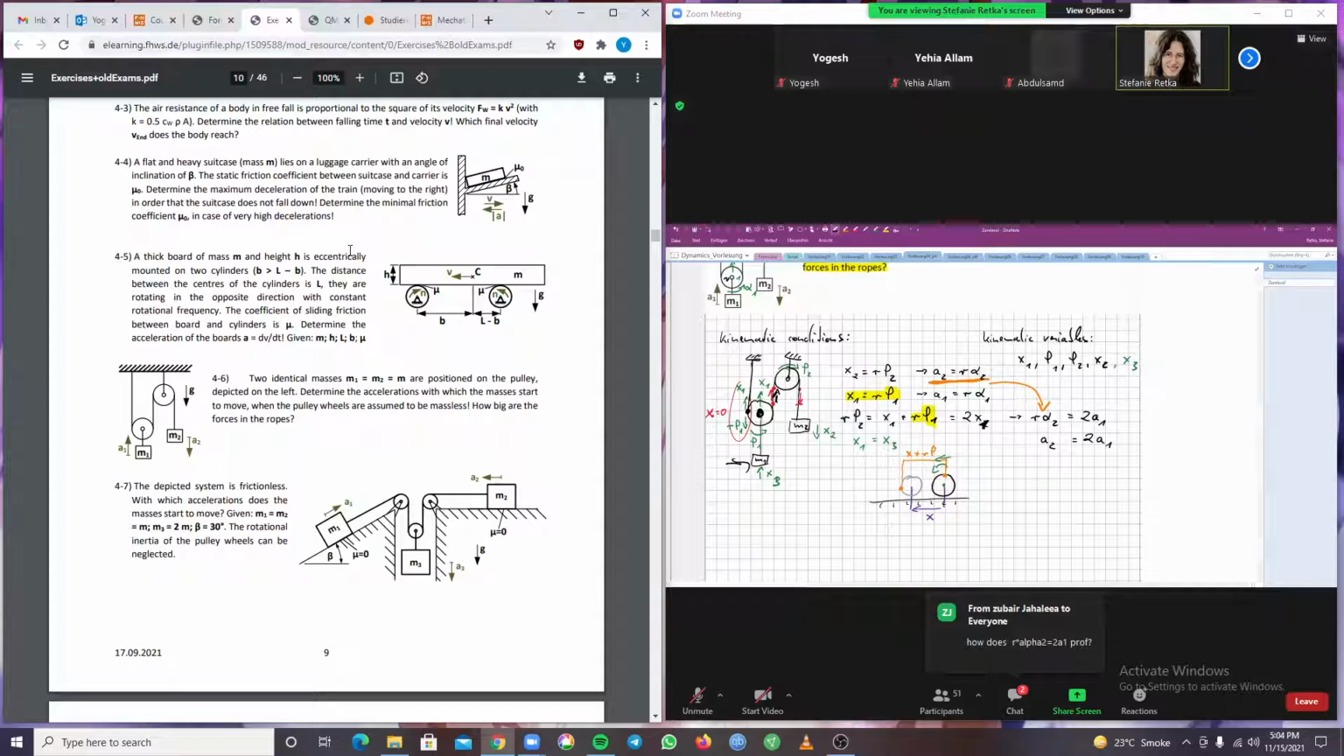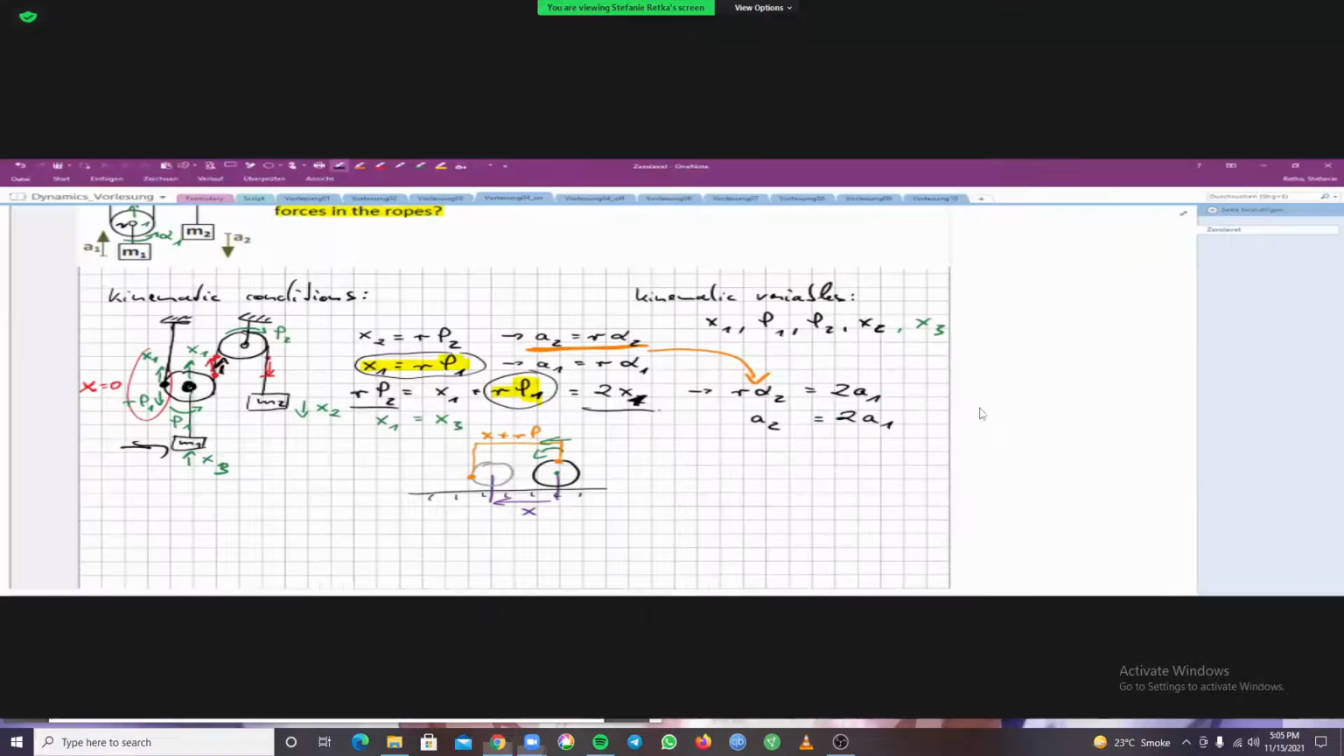Question in the chat. I simply used this kinematic condition right here and substituted R phi 1 in this point, and then we obtained that equation. And then by building the second time derivative, we can express this relation in terms of accelerations.